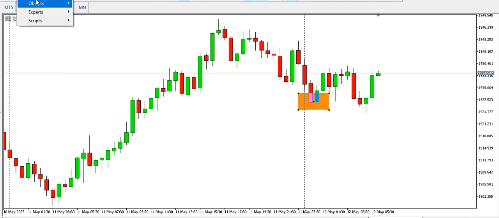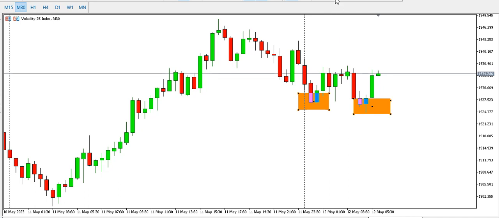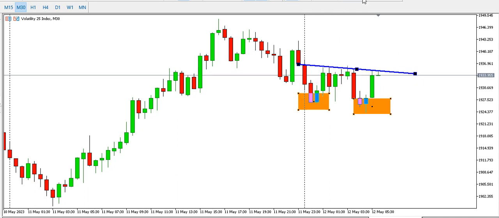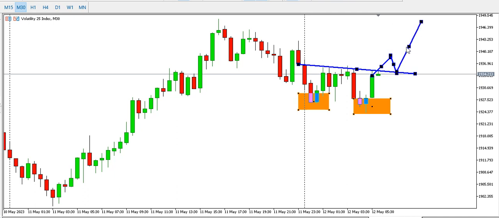V25 double bottom on the 30 minutes time frame. Price is trying to break this neckline. A break of this neckline, we might see a retest, and for price to now continue up to the top. That's that for V25.